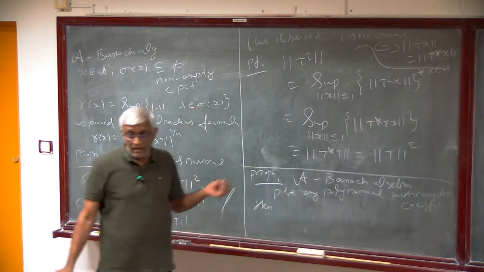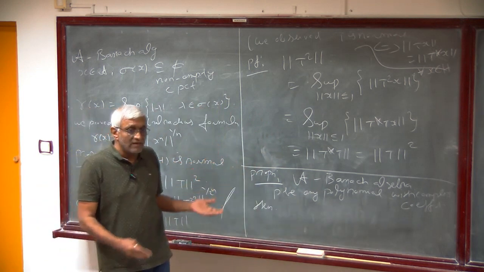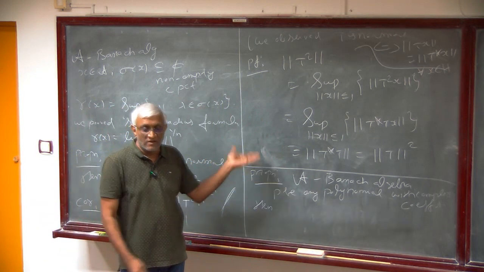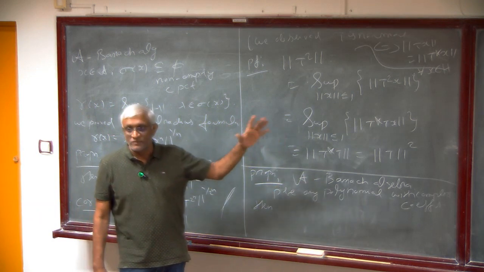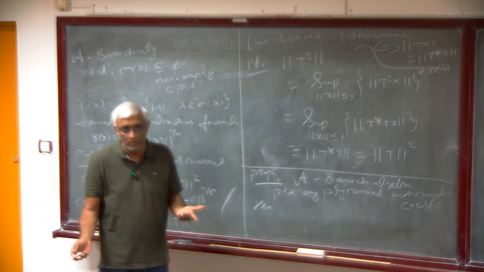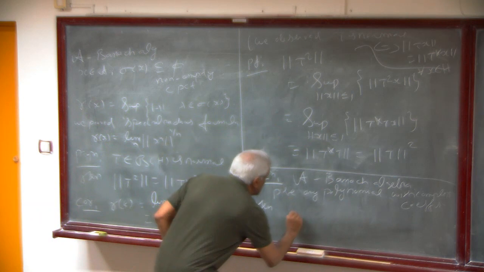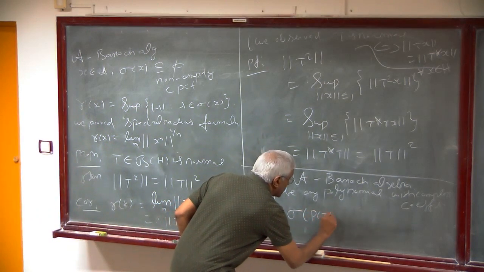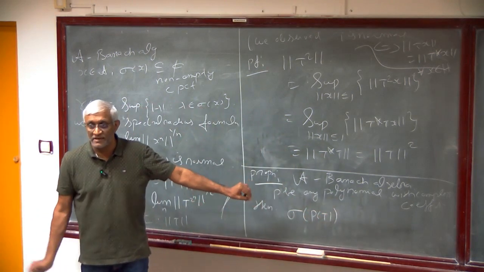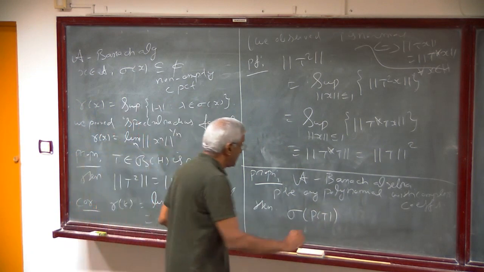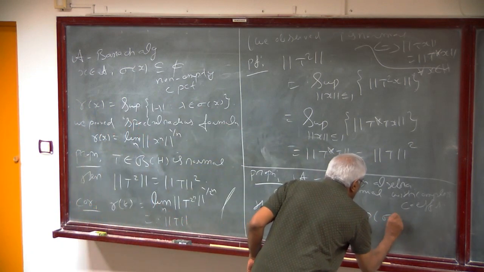Once you have a polynomial, so if you have an operator T, T squared, all those things exist. So if you have a polynomial, p of T exists. It's just an algebraic equation, so you can talk about p of T. P of T is an operator. Sigma of p of T you can talk about, which is the same as p of sigma of T.